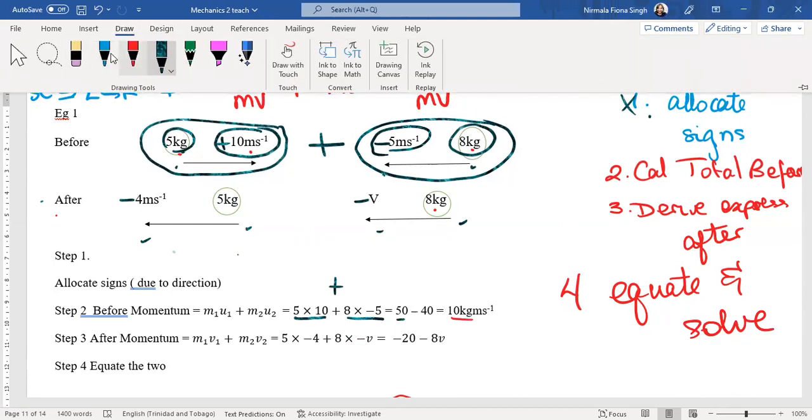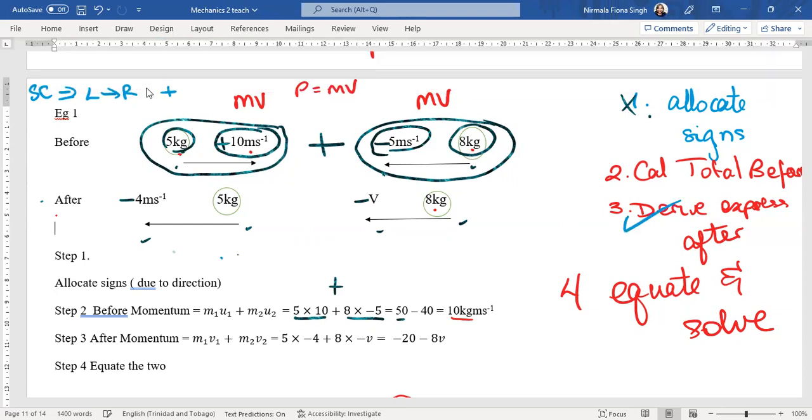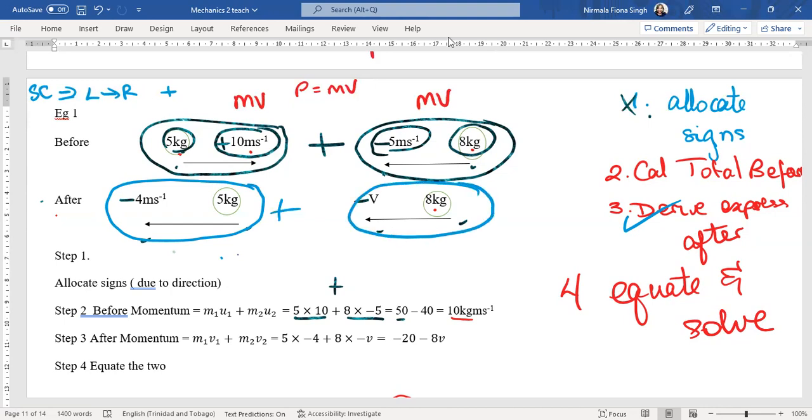All right. Next step, we derive an after expression. Remember, expression means we have an unknown. So we're going to have an algebraic term introduced into the story. So we get the momentum of our first object added to the momentum of the second object. And how do we work on momentum? It's simply mass by velocity. So it's 5 by -4 added to 8 by -v. And you're going to get -20 minus 8v, leave it alone.